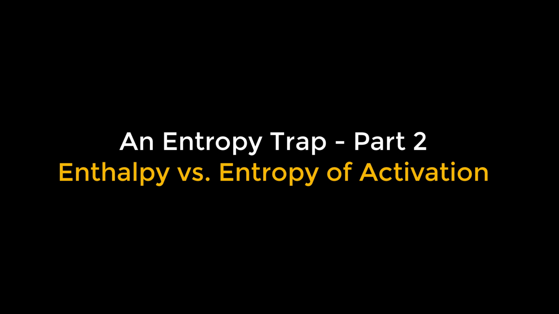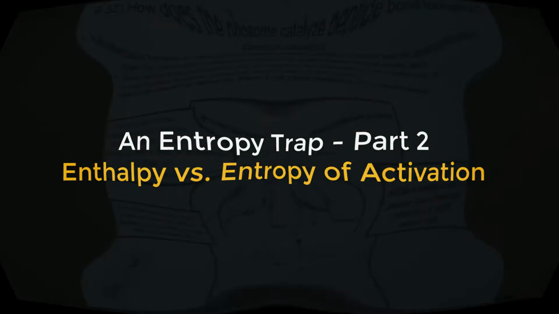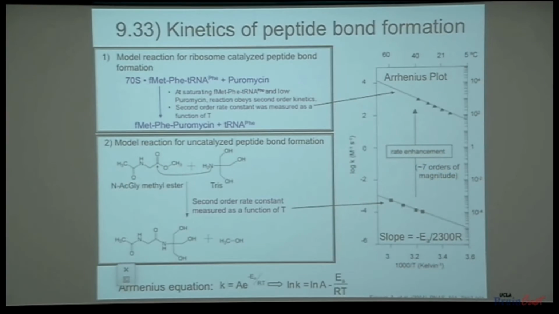And so we can measure the enthalpy of activation for the uncatalyzed reaction and compare that to the enthalpy of activation for the catalyzed reaction to see if we see a reduction in the enthalpy of activation in the presence of the catalyst. Okay, and so that's what they've done here. And how do you measure then the enthalpy of activation? Well, you use the Arrhenius equation.